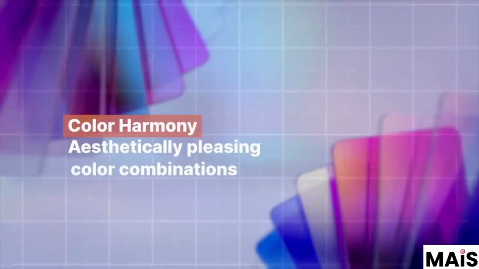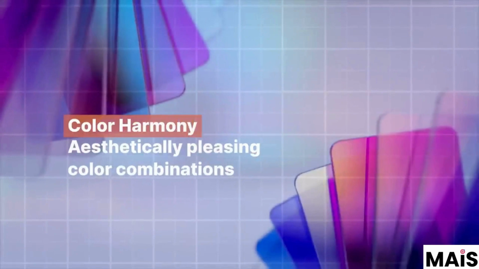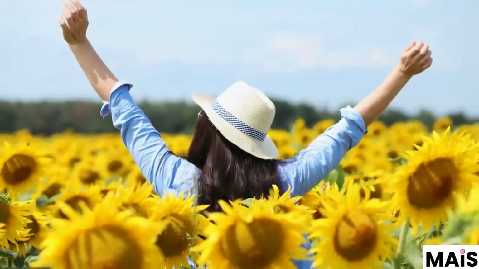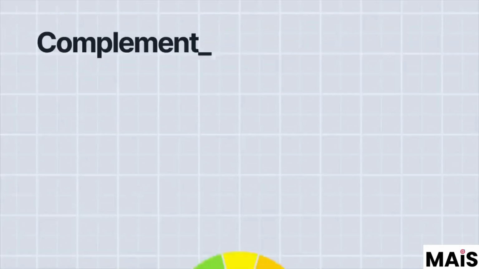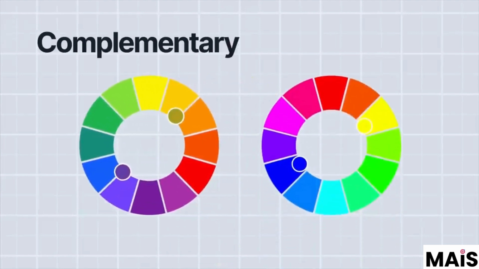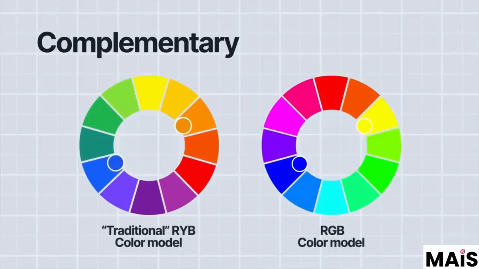Now let's take a look at color harmonies. Color harmony refers to colors that look appealing, balanced, and just work beautifully together. So let's take a look at some essential color harmonies that can get you started on creating your own color palettes. The first color harmony is complementary. Complementary color harmony pairs two colors directly opposite on the color wheel. Red and green or blue and yellow are basic examples of this.